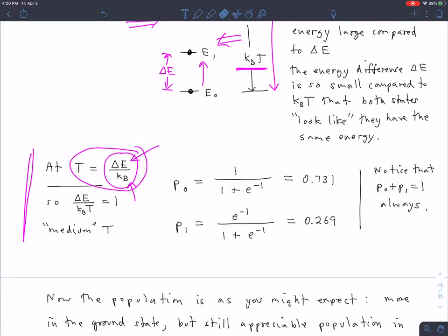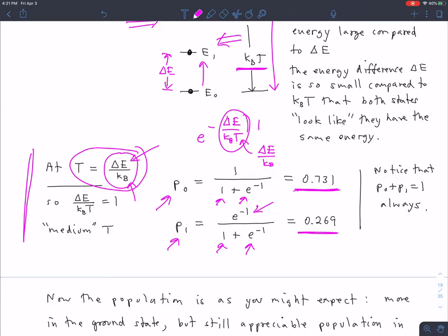if we write e to the minus delta E over kBT, and then we put T is equal to delta E over kB, you can see all this just becomes 1, and for the ground state probability we get 1 over 1 plus e to the minus 1. For the excited state probability, we get e to the minus 1 over 1 plus e to the minus 1. If you put the numbers into that, that turns out to be about 73% for the ground state and about 27% for the excited state.